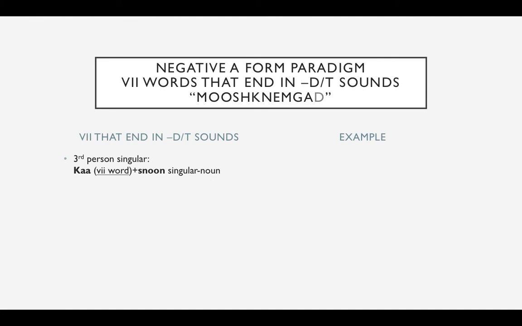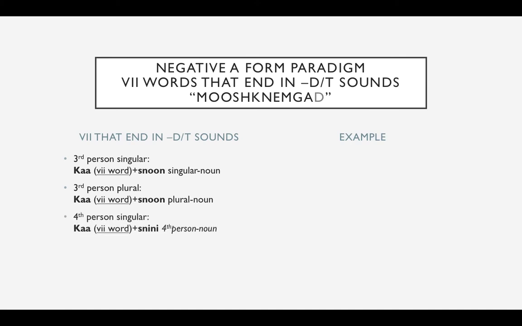So VII words that end in D or T sounds inflect very similar to VII words that end in vowel sounds for the negative. So we're starting off negative with ka, followed by our VII word, then using the suffix snon, followed by our singular noun. Then for the plural, it's the same as our last verb. So again, starting off negative with ka, then our VII word, then ending negative with snon again, and then followed by our plural noun.